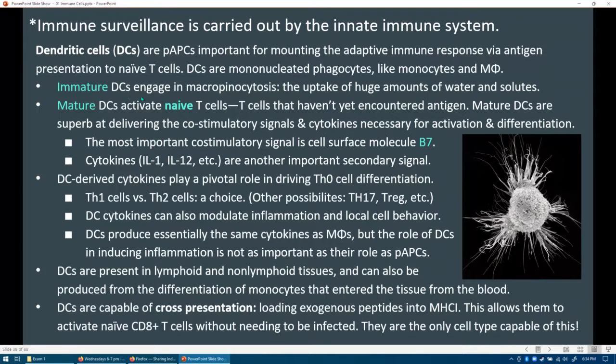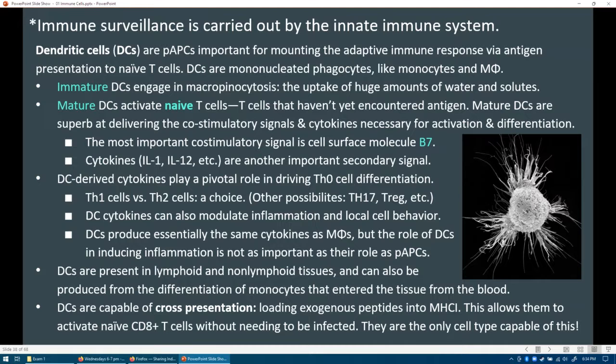Immature dendritic cells, their major job is to engage in macropinocytosis. So they just hang out in the tissues, and they take up a bunch of fluids and solutes, and they break them down into little tiny pieces and spit them back out. So they help to clear tissue of debris, just like macrophages do.